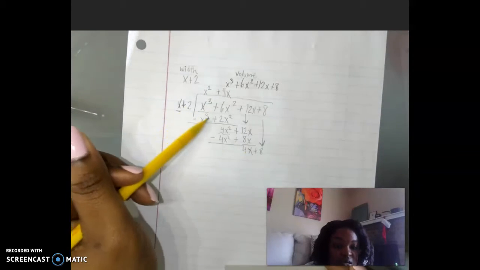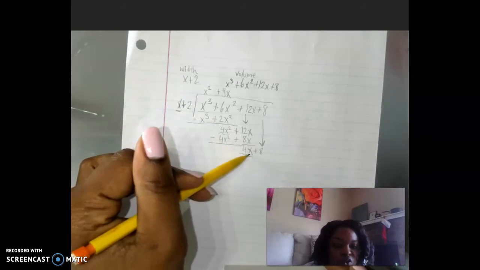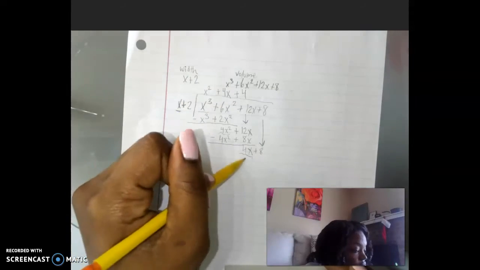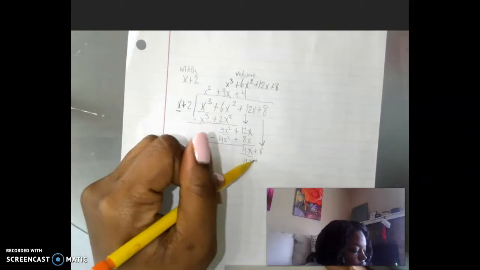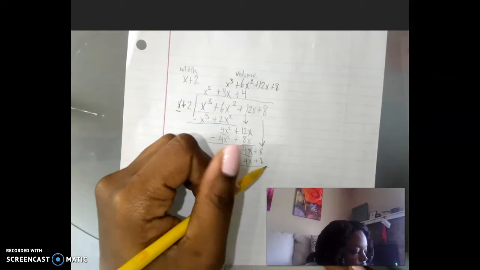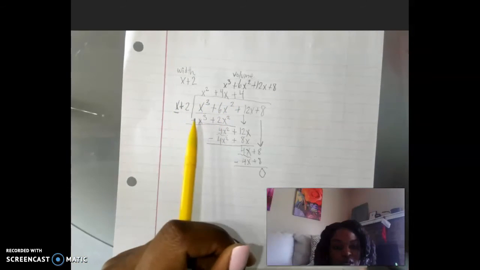And then divide 4x, the first term here, by the term here. 4x divided by x. The x's cancel out, leaving us with 4. 4 times x is 4x. 4 times 2 is 8. Again, we're going to subtract. And then we're done. We have a remainder of 0. And our quotient is this x squared plus 4x plus 4 here.